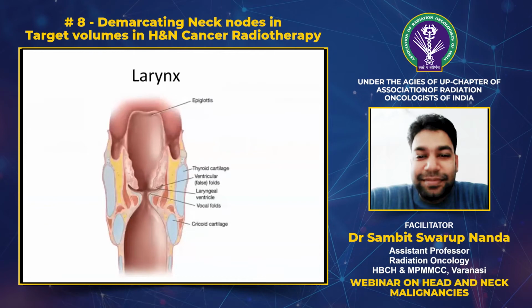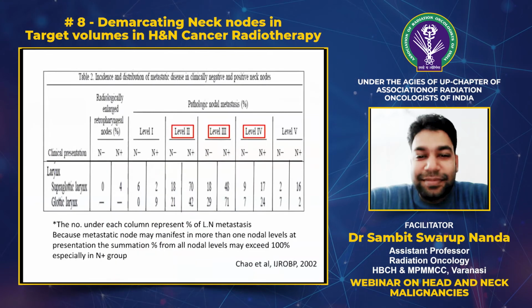Coming to the third part, that is the larynx. The larynx has the supraglottic, glottic, as well as the subglottic part. The supraglottic part has the epiglottis, the aryepiglottic fold, and the false cord. What we can see is that in case of supraglottic larynx, the most common lymph node involvement is at level 2 and level 3, and the chances of them being involved are significantly higher as compared to the glottic larynx, which typically doesn't have lymphatic drainage.